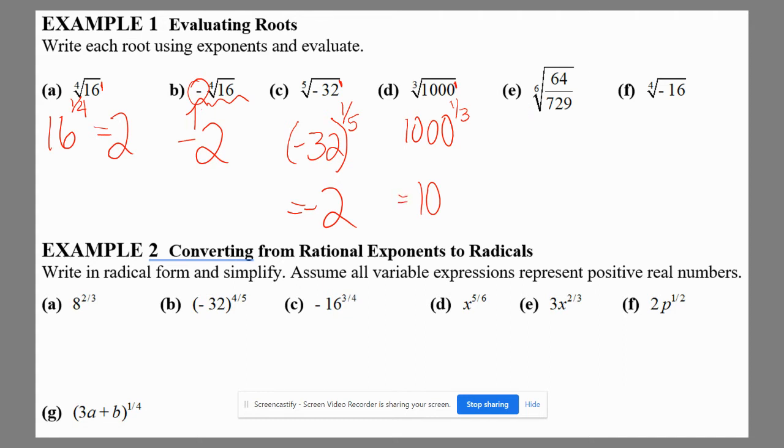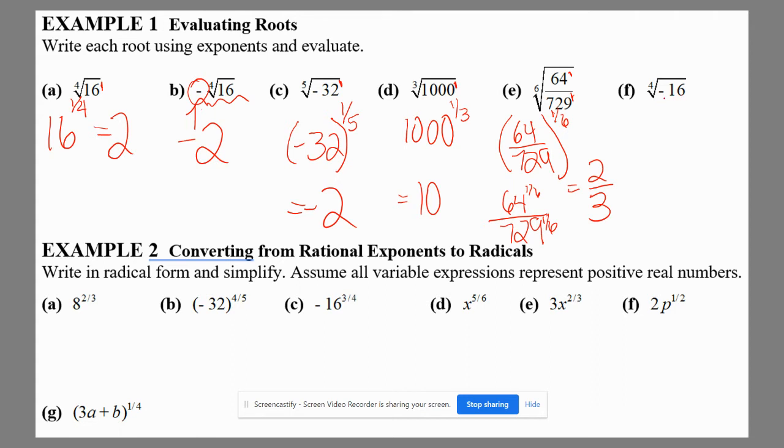Letter E, we can write this two different ways. Both of these values inside have a first exponent. So we can rewrite this as 64 over 729, first power, sixth root. Or we can write them individually. First power, sixth root, over 729, first power, sixth root. Either way, we end up with 2/3.